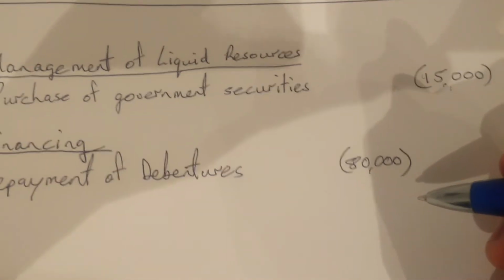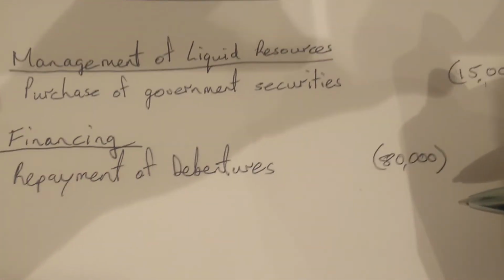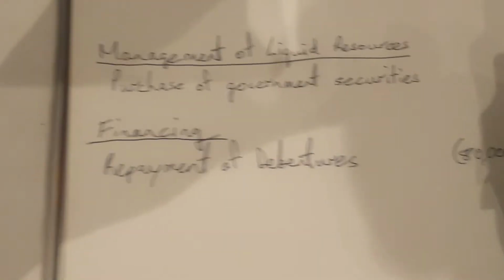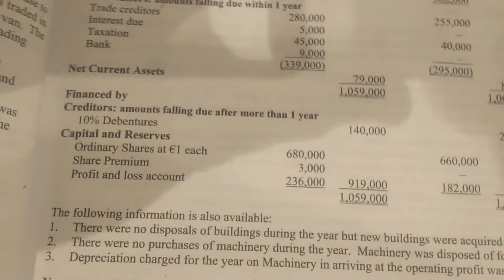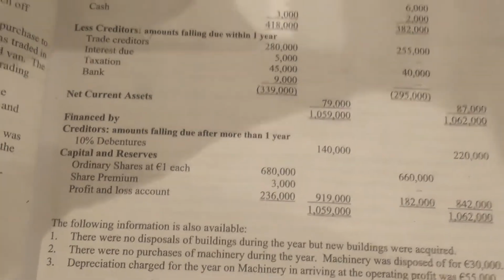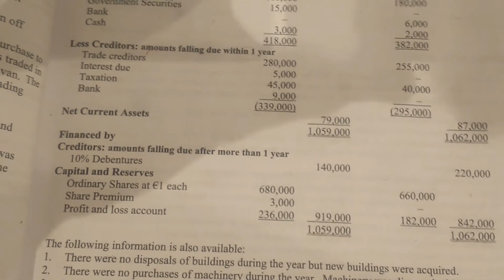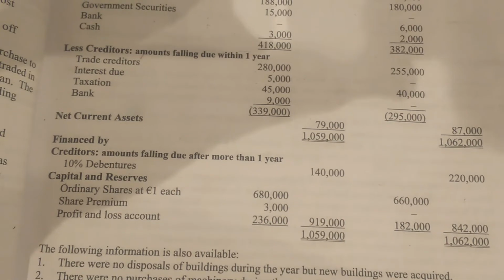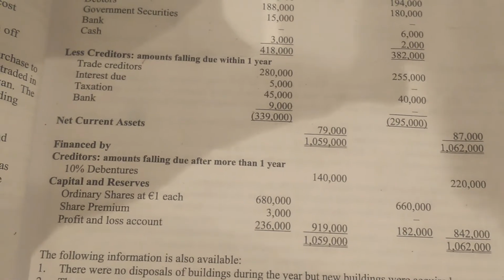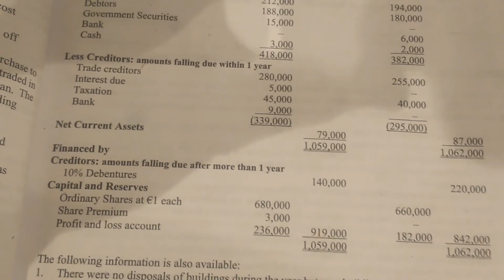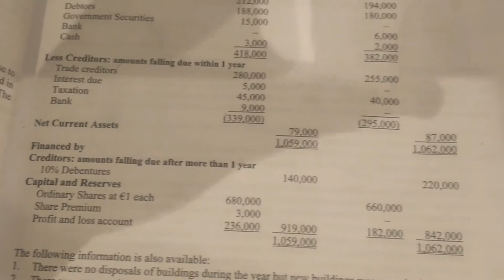So the next thing then is your issue of share capital, and we notice there that the ordinary shares at 1 euro each, there were 660,000 in 2008. And they went up to 680,000 in 2009. So that's an increase of 20,000. So you must have issued 20,000 worth of share capital.